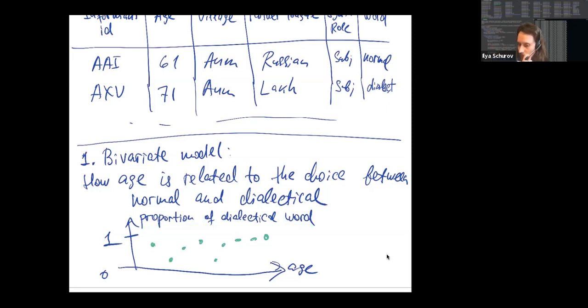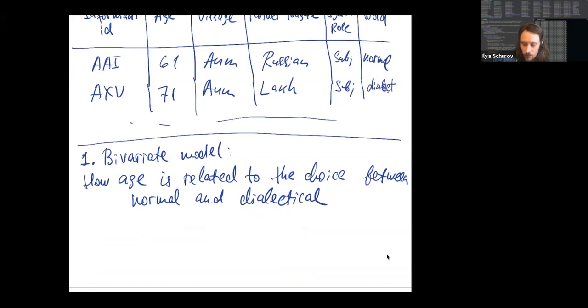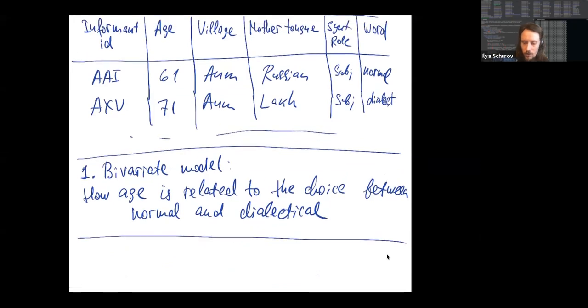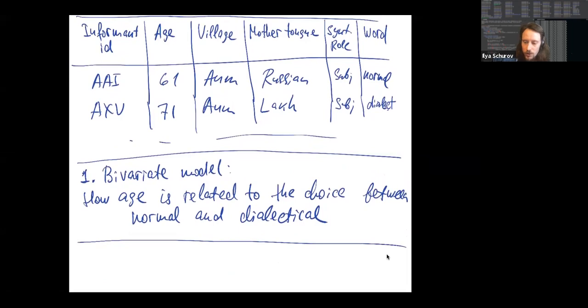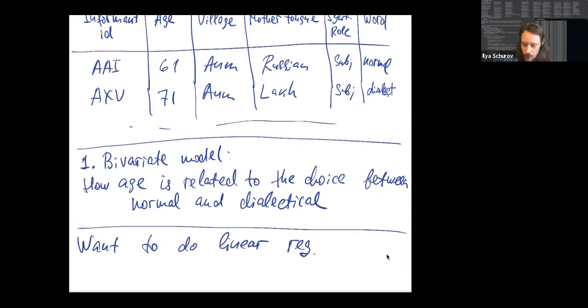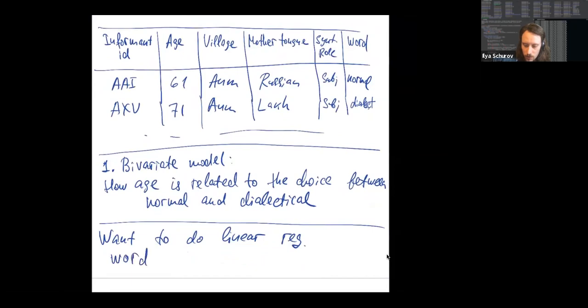And so what are other ideas? How can we deal with this? In fact, we can do something like linear regression. But what if we want to do linear regression? In this linear regression, we would write something like word equals beta naught plus beta one times age. But the problem is that I cannot write this formula as is, because this word is not numeric, but it is categorical. Are there any ideas how I can fix this model?